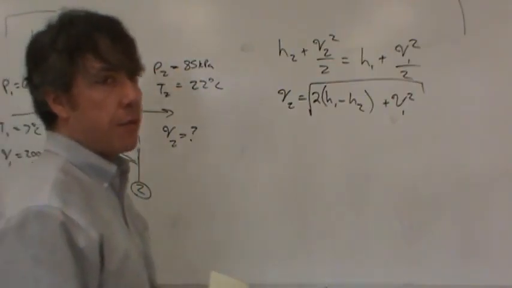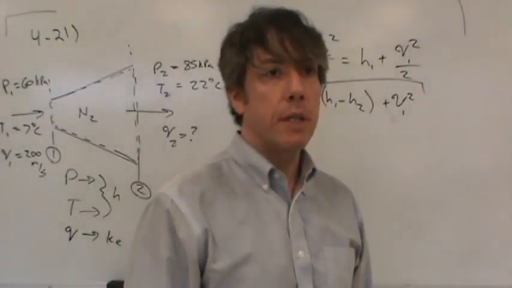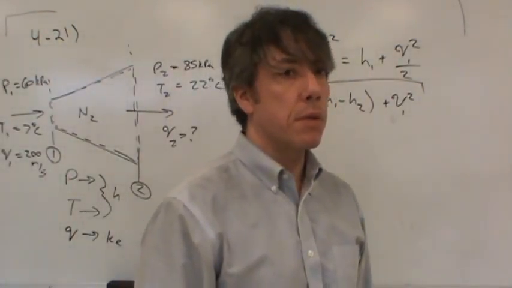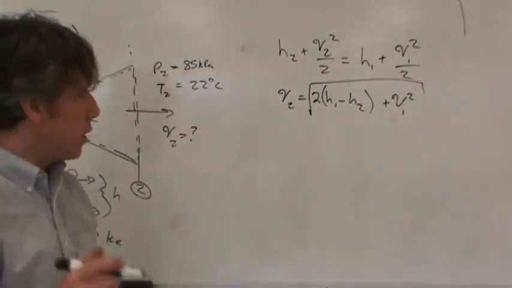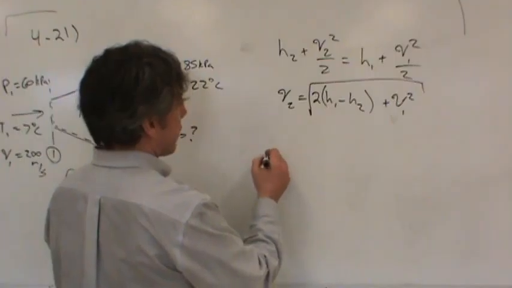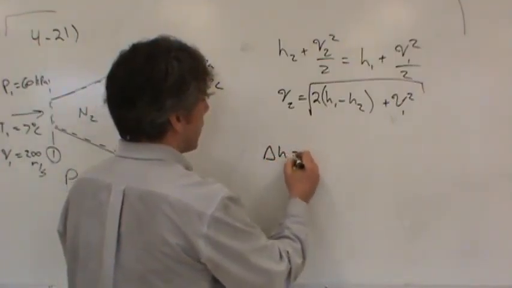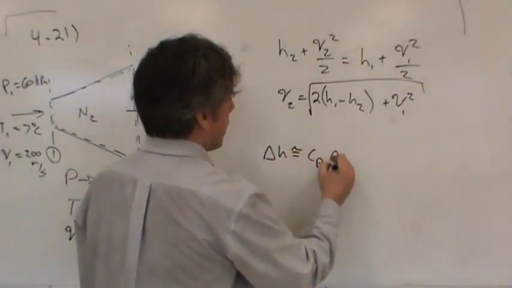Now I thought we were going to have temperature in this thing. I don't see temperature. I see enthalpy, but I don't see temperature. Well, enthalpy includes temperature. There's a way of approximating it, right? A change in enthalpy can be approximated as Cp delta T.